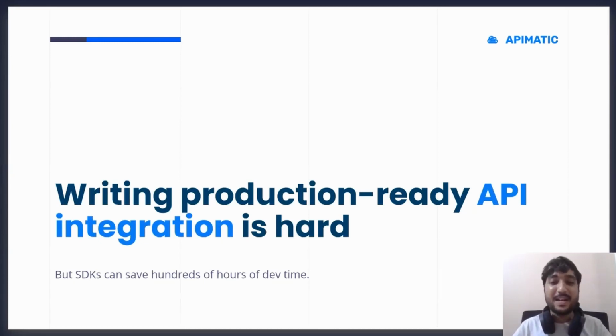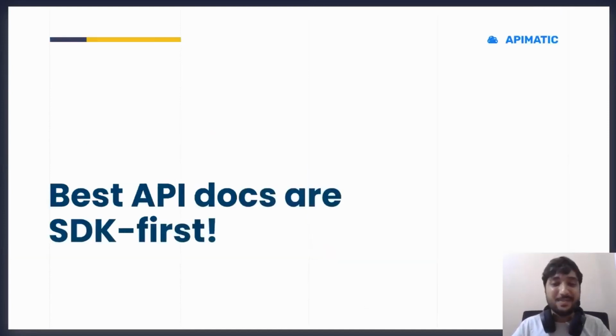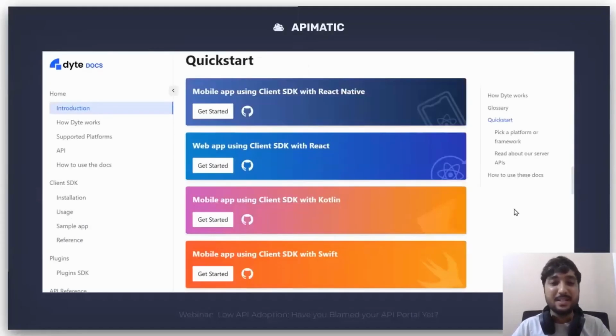Just before we finish, I want to share a bonus point with you. That is the last trick, the secret behind API adoption, how to perfect it in your API portal. And the secret revealed is that the best API docs are SDK first. And that's right. In the examples that I've shown you, all of them basically suggest to the user that they should select an SDK first before they can deep dive into the documentation. And all of those documentations are written so that if a user has selected an SDK, they can quickly get their code samples in the language that they have selected.